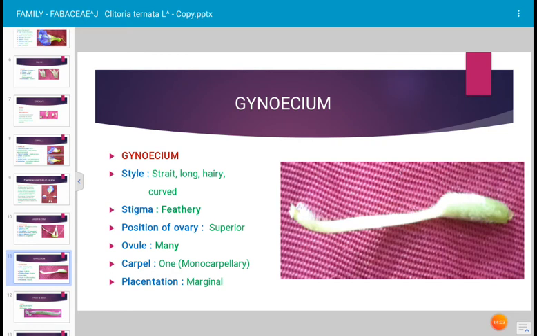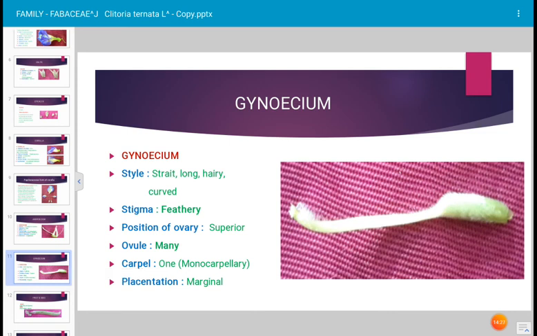Ovules are many, and carpel is one in the ovary. One carpel, such ovary is described as monocarpellary ovary. Mono means one. Okay. Placentation, attachment of the ovule means placentation. Placentation is marginal, because all the ovules are attached to the margin of the ovary wall.